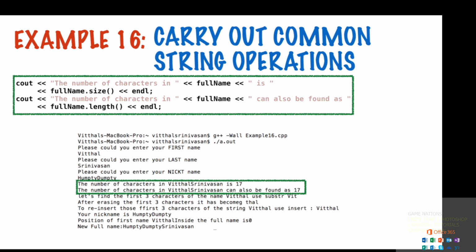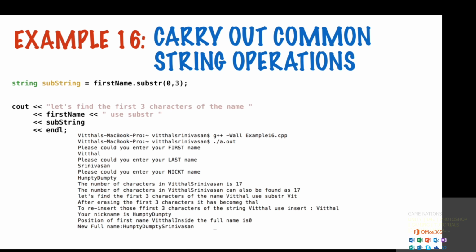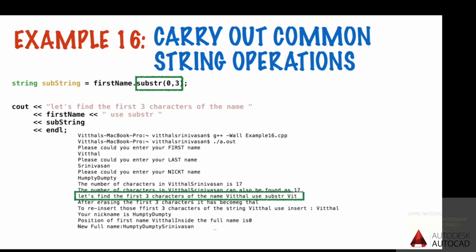Moving along, let's find a substring of my first name. This is a substring that starts at index 0 and is of length 3. Having done that, let's print out to screen what we found. Because we are doing all of this with my name, the substring that includes the first 3 characters starting from 0 is VIT, and that indeed is what is printed to screen. The substring method finds a substring and returns it as a separate string variable.